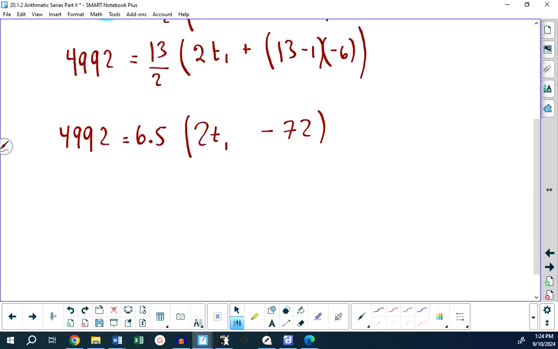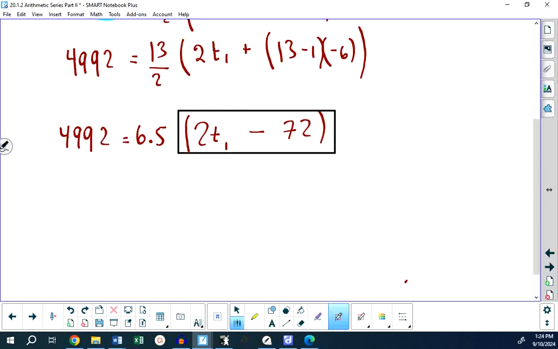So now, how is it I get at the t1? Well, t1 is being multiplied by 2, and then 2 times t1 we're subtracting 72 from, and then this whole thing, everybody, is being multiplied by 6.5 to give us the 4992.